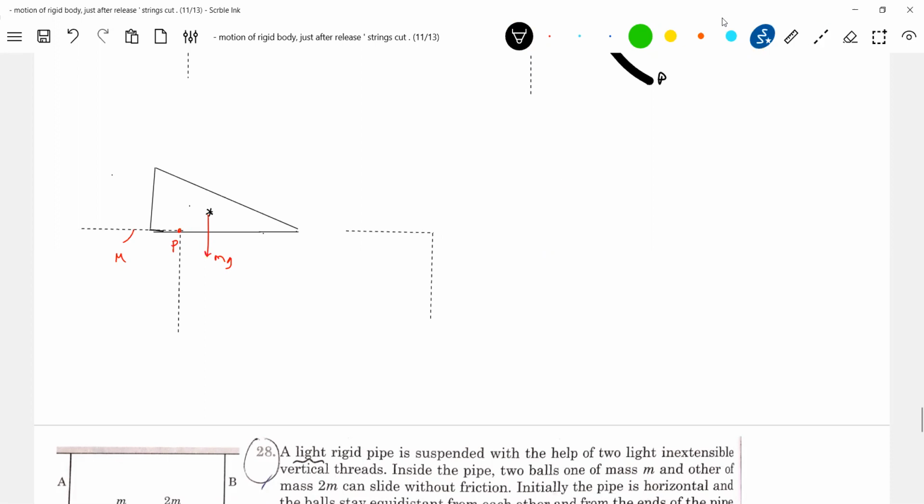Please do follow the method that I'm telling. First for a rod, then for any other rigid body. If you do it for the rod, it will be easy for you to analyze all the concepts. I think this was the diagram.